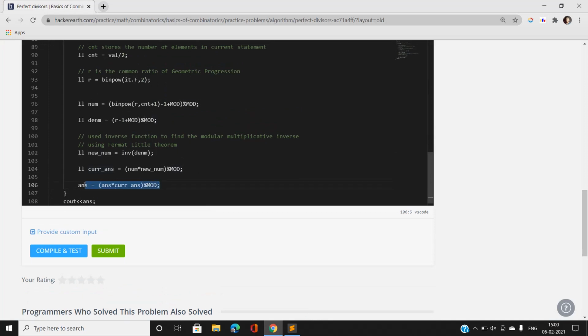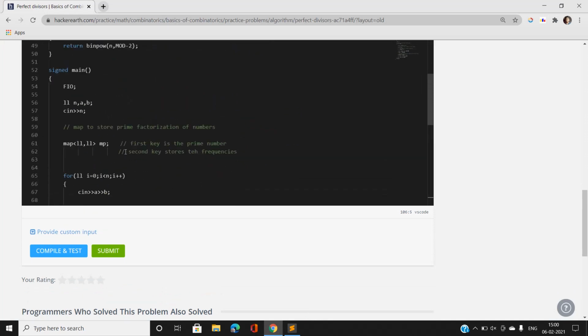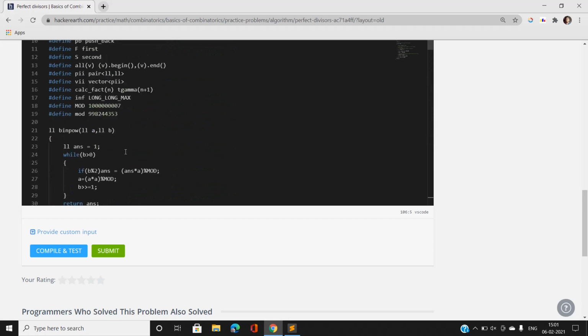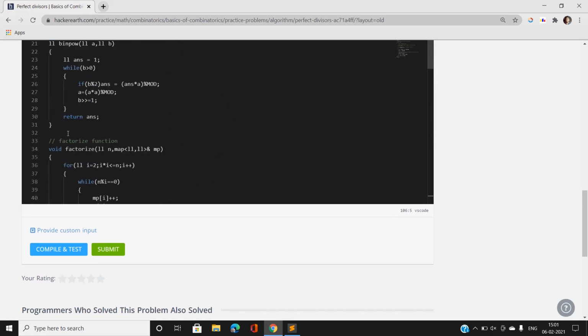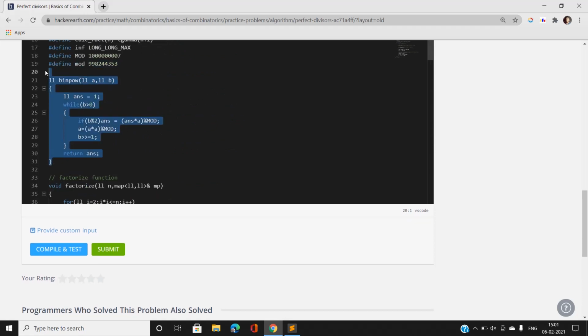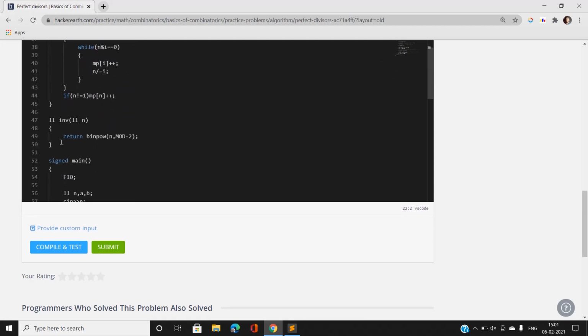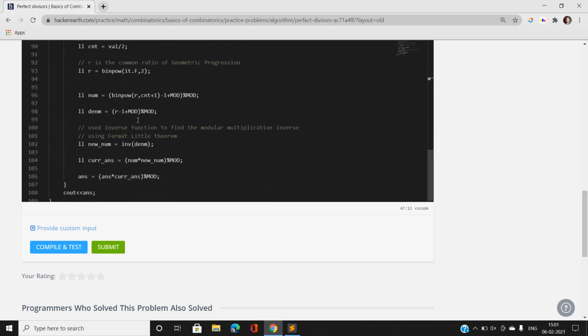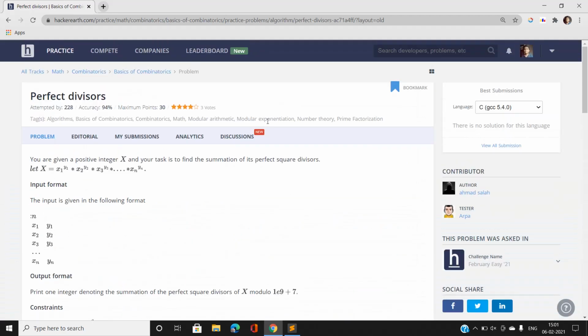Now let's move on to the explanation of binary power and factorize. Note that I have used the binary power function directly, and you need not worry about it because I have explained it in detail in one of my videos. You can find that in the description section of the video, and I have also discussed finding the inverse using Fermat's little theorem, so do watch it. So the code is very simple and the question is somewhat tricky.